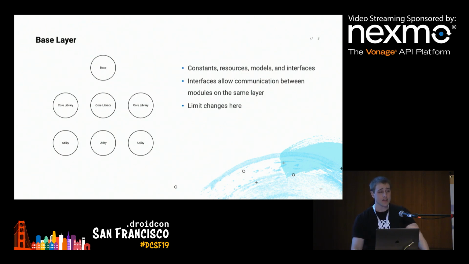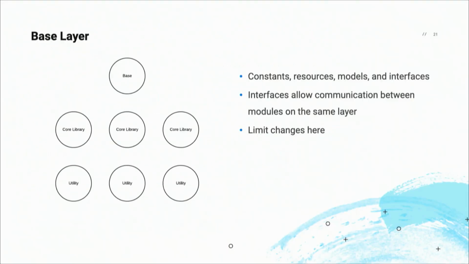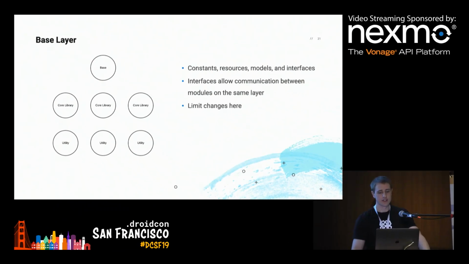At the bottom is the base. This is another module that we usually want to keep pretty small because it is generally reused in all the feature modules and the application module. It contains your constants, your resources, model objects, interfaces. And these interfaces allow us to communicate between modules on the same level.